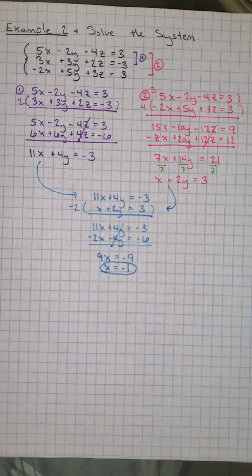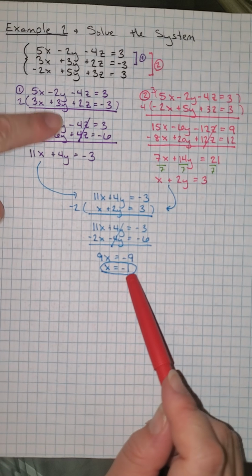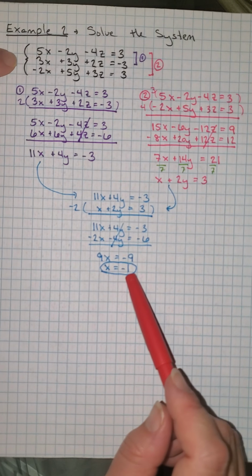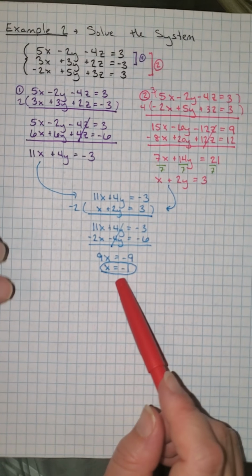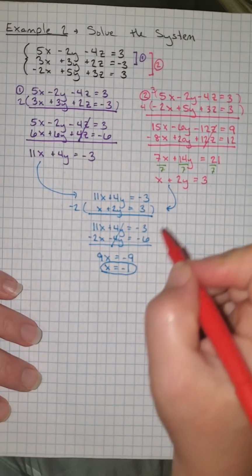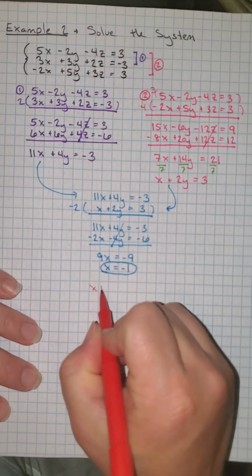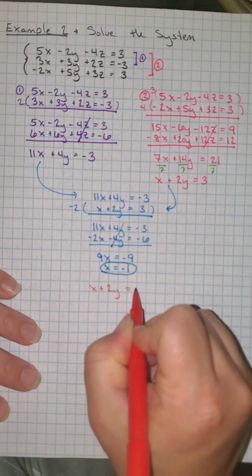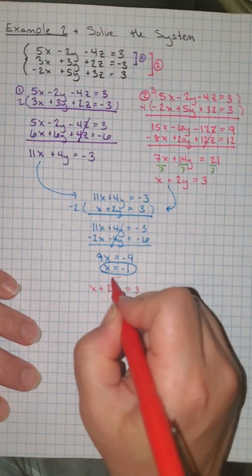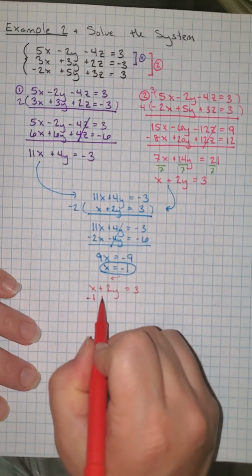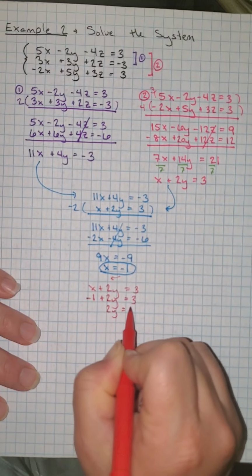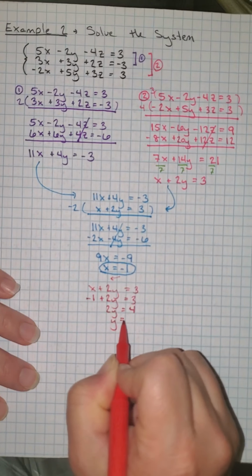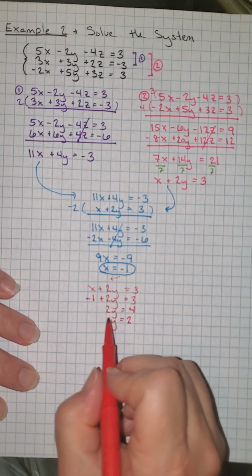So I can plug this in. You don't want to go all the way back to the top because those have x's, y's, and z's. You want something with just 2 variables. So pick one of these 2. I'm going to pick that one. It's just kind of an easier equation. x plus 2y equals 3. Plug in the -1. So negative 1 plus 2y equals 3. Add the 1, 2y is 4, which means that y is 2.